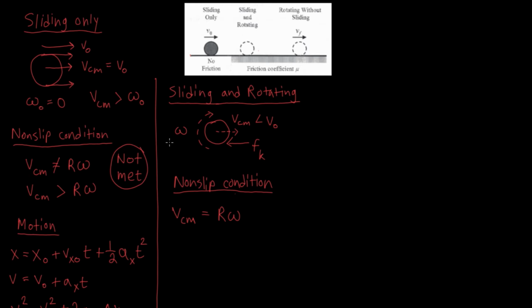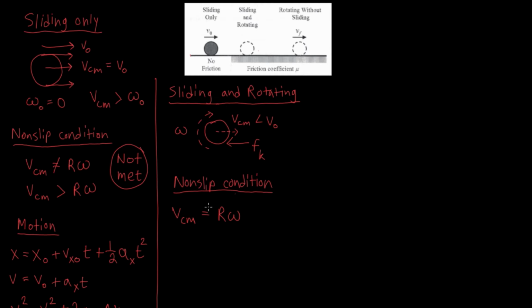So the force of kinetic friction is going to try and increase the angular velocity by applying a torque about the axis of rotation of the object, and since the force of friction is pointing opposite to the velocity, it's going to cause this velocity of the center of mass to decrease. And that's the reason why the velocity of the center of mass is less than the initial velocity, because the force of kinetic friction is going to oppose it.